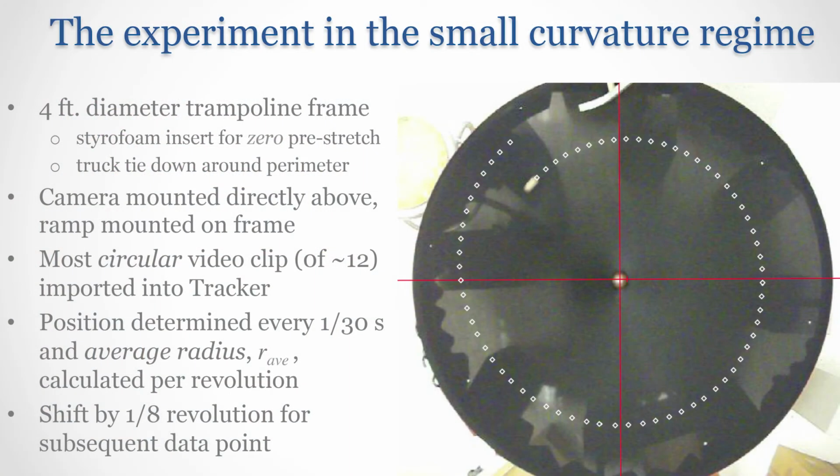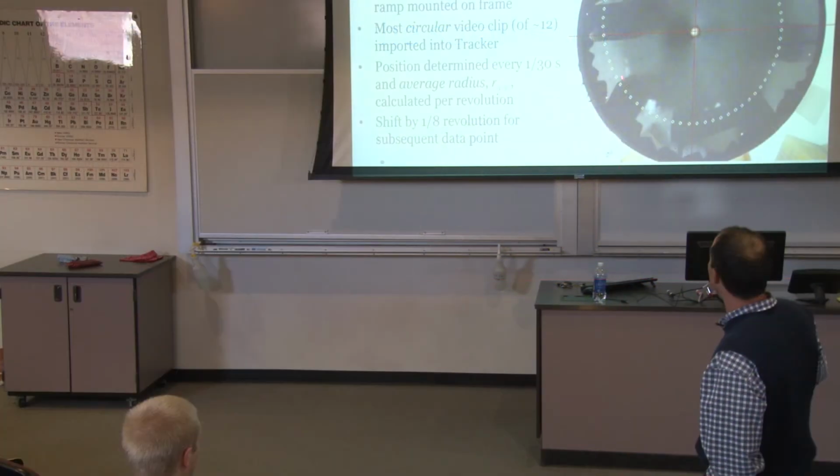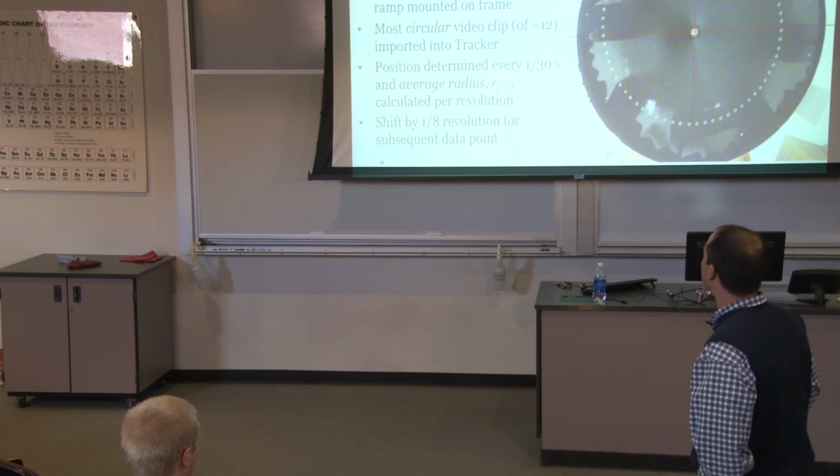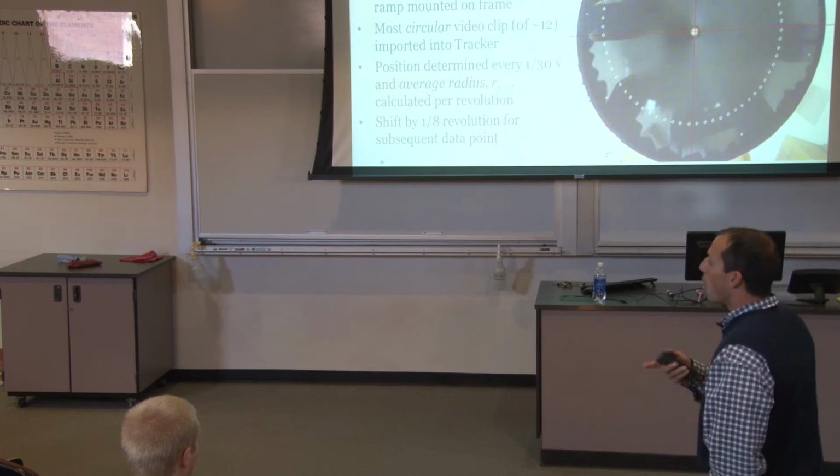Let me talk about the experiment. Again, a lot of you have seen this already before. This is my spandex fabric. This is one of those old school 1980s style trampolines, 4-foot diameter exactly. What we did was we stripped off the actual trampoline itself. And this is how I changed things compared to what Michael did last year.